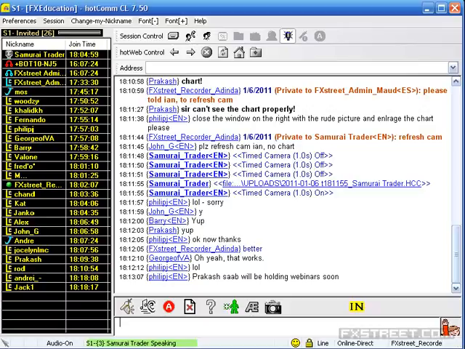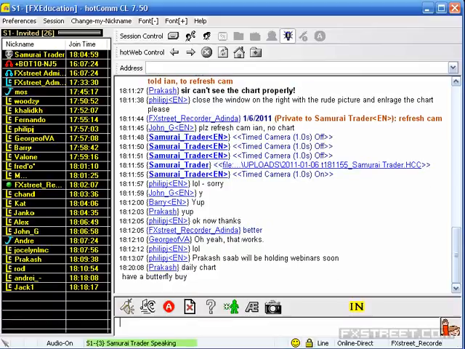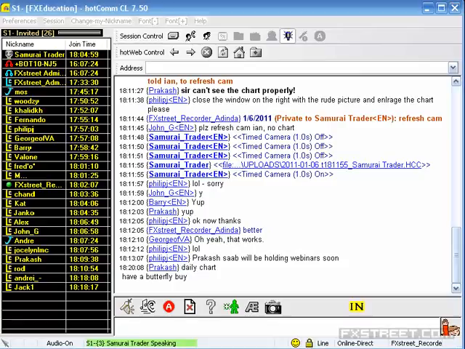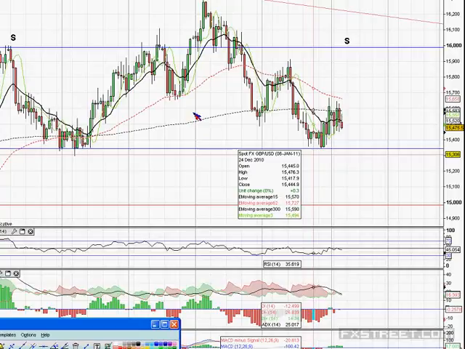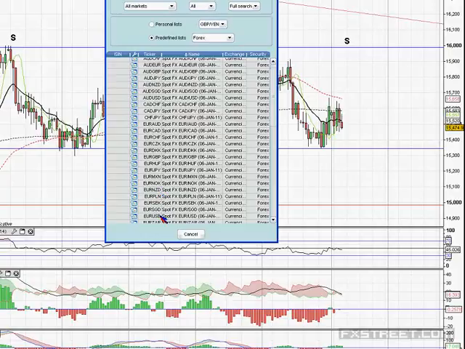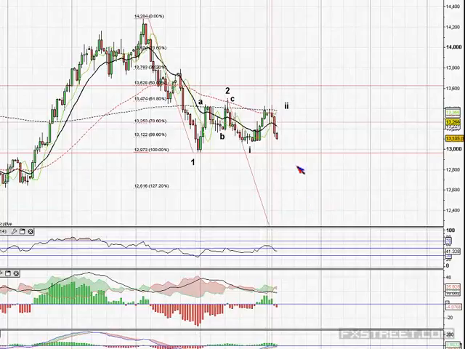The cable was a strange one. We had this very strong support here. Two scenarios. I never ignore what this guy says, by the way. On here, to 1, 2, 3, and then down to this sort of level.